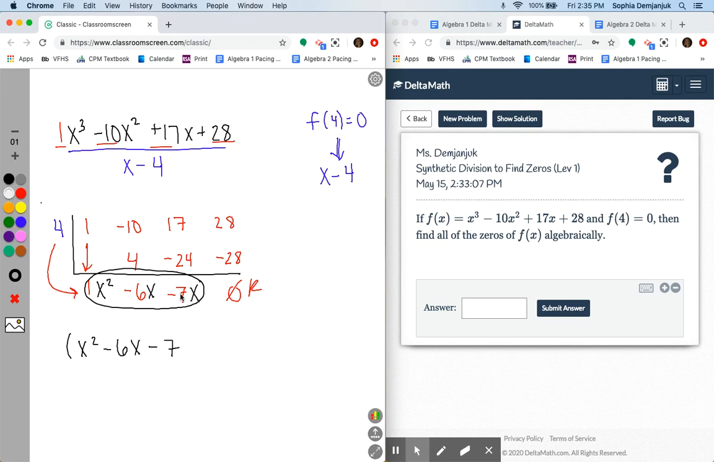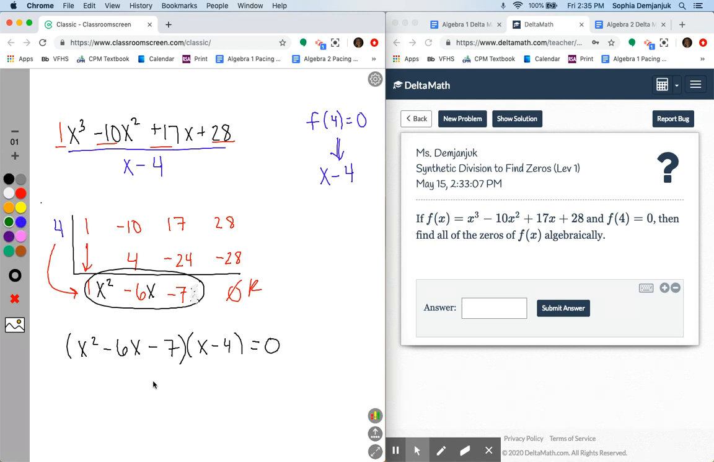Oop, I made a mistake. This is not minus 7x. This is just minus 7, a constant, because we're going down a degree each time. And that's being multiplied with my x minus 4. And if we were to multiply this out, we would end up with this top polynomial. We're looking for the zeros, so we're going to set it equal to 0.